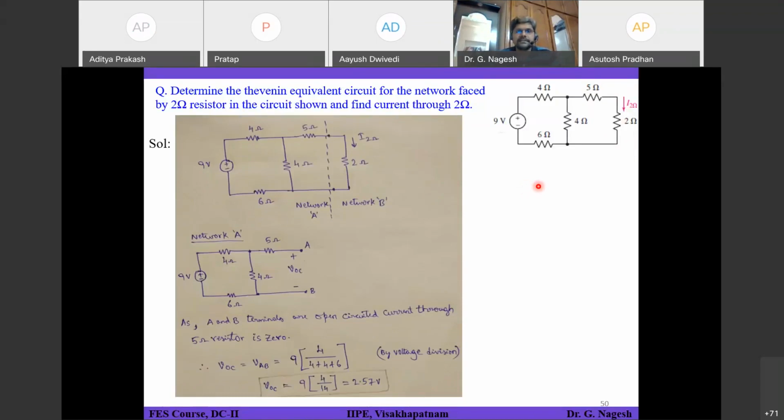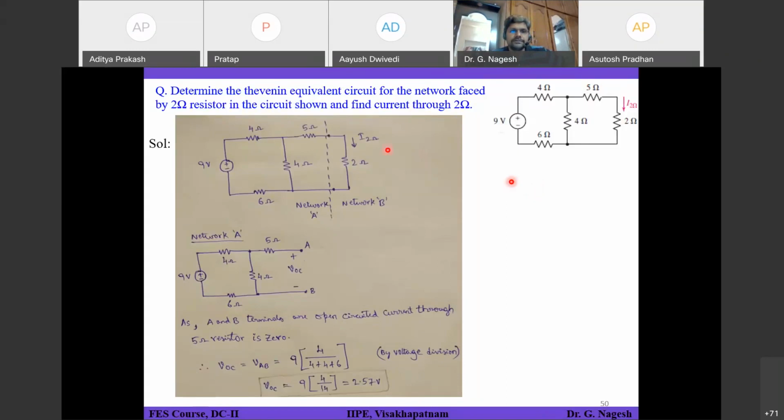I am asking you to know what is the network. Find the Thevenin's equivalent circuit for the network faced by the 2 ohms resistor. That means the network which is seen by the 2 ohm resistor. That means if I am standing at the 2 ohms resistor, what is the equivalent which is seen from the 2 ohms resistor? So the first job is you have to break the entire circuit into two parts.